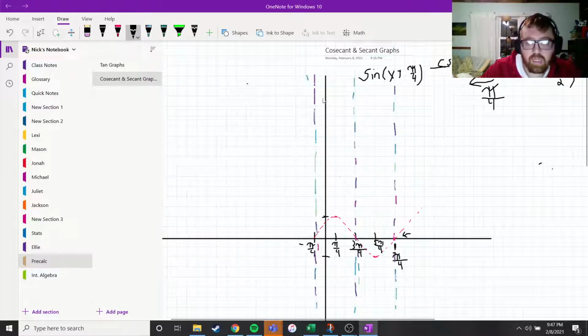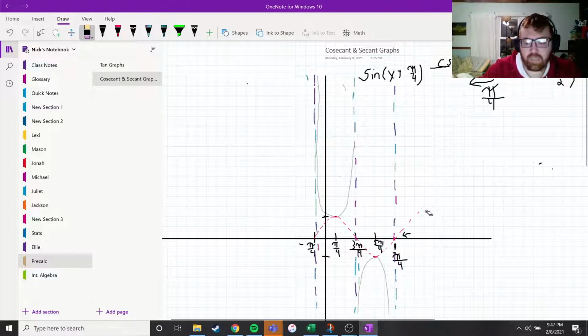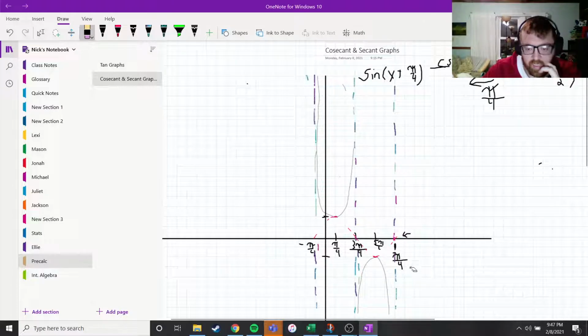Alright, now our cosecant line is going to follow these asymptotes, and usually you won't have to graph them this tall, don't worry. But it's going to be like that. And then it's going to be like that. And then what you could do is erase the sine graph that we had made, just because that'll be extra information at that point. Yeah, and you'll be left with just those two things.